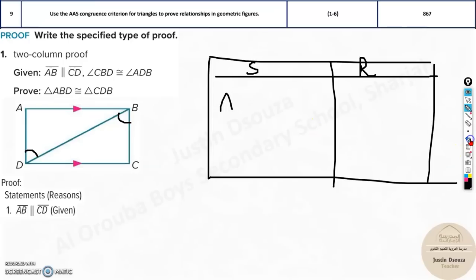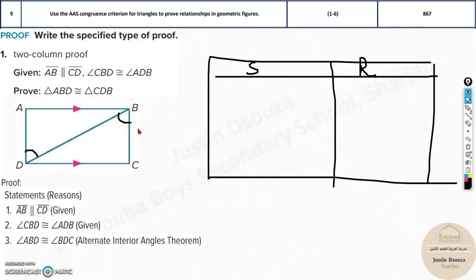So just remember this box, statement, and reason. Now, next one, angle CBD. This is also given. Angle CBD is congruent to ADB, given to us. What about the other thing?